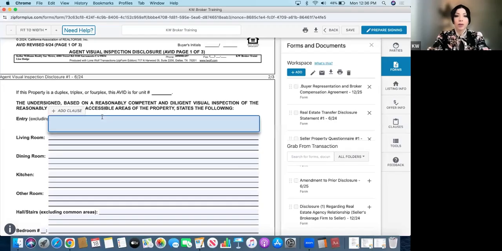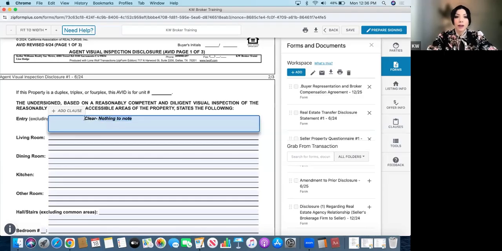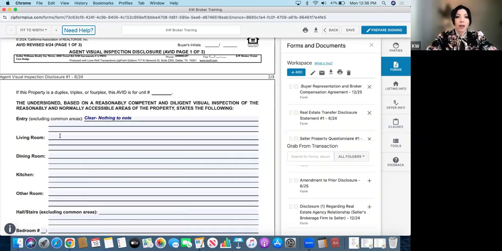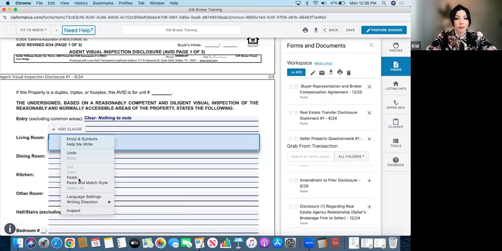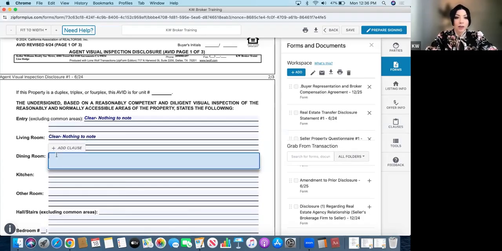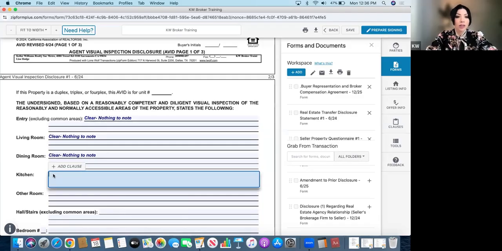Okay, so entry. Clear. Nothing to note. This is the easiest way. This is what I like to do. Living room. Clear. Nothing to note. Okay. Dining room. Okay. You can add something in here. Kitchen. Let's see. Clear.